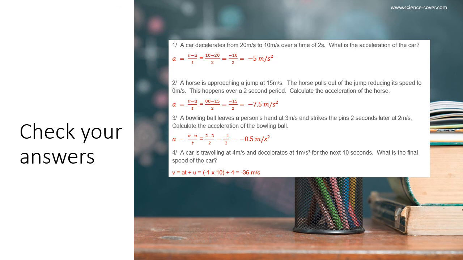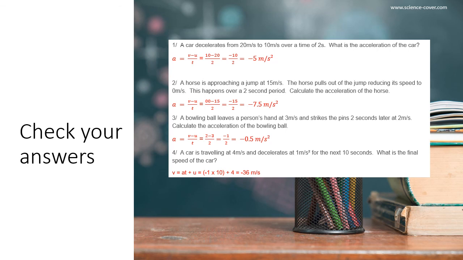In question 3, we have a bowling ball leaving a person's hand at 3 meters per second, striking the pin 2 seconds later at a speed of 2 meters per second. Calculate the acceleration of the bowling ball. So we have 2 minus 3 divided by 2, which is minus 1 divided by 2, which is equal to minus 0.5 meters per second squared.